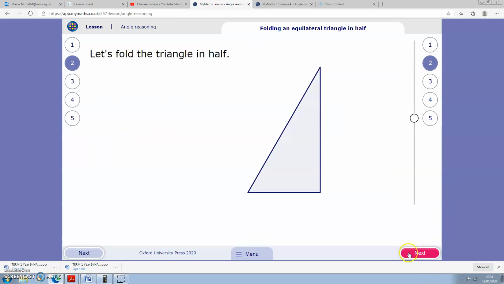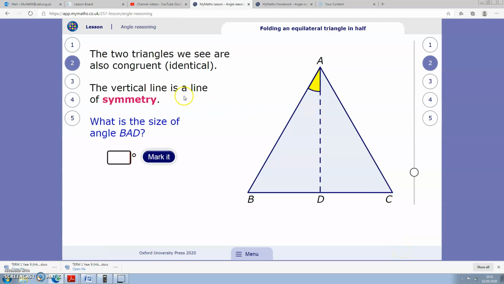Next. Let's fold it in half. The 2 triangles we see are also congruent or identical. The vertical line is down the centre of the original triangle. What's the size of the angle B to A to D? This top angle here is going to be half. Again, we've folded it in half, so half of 60 is going to be 30.